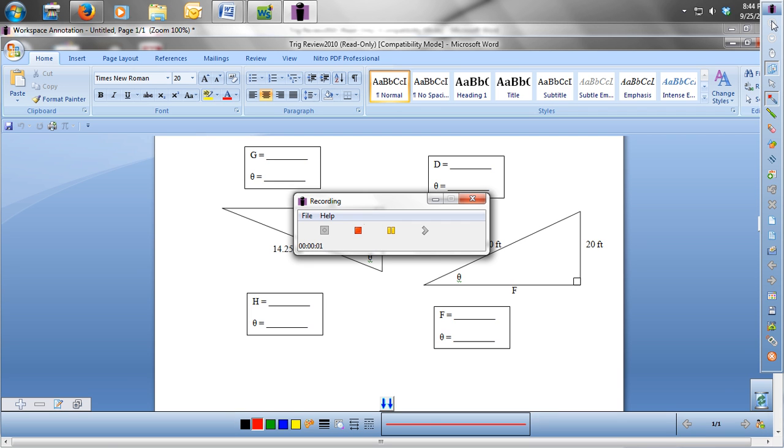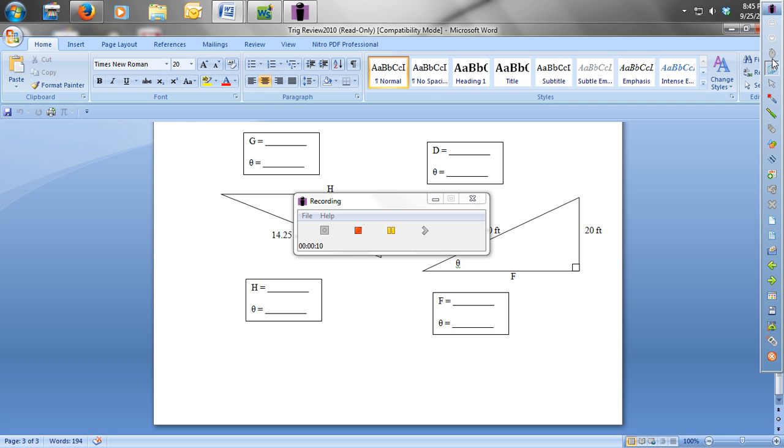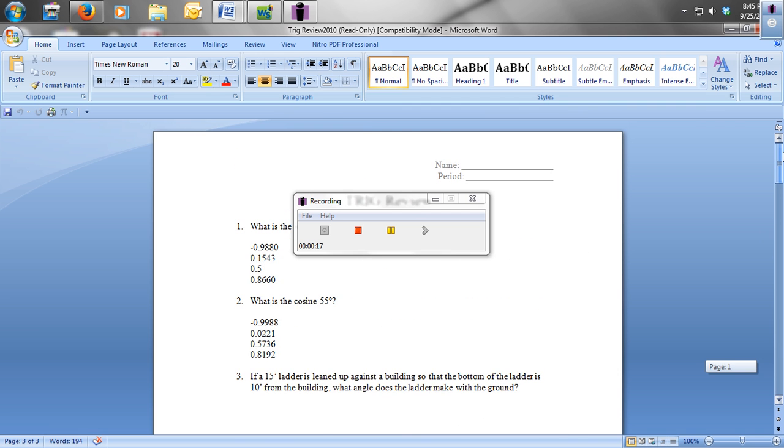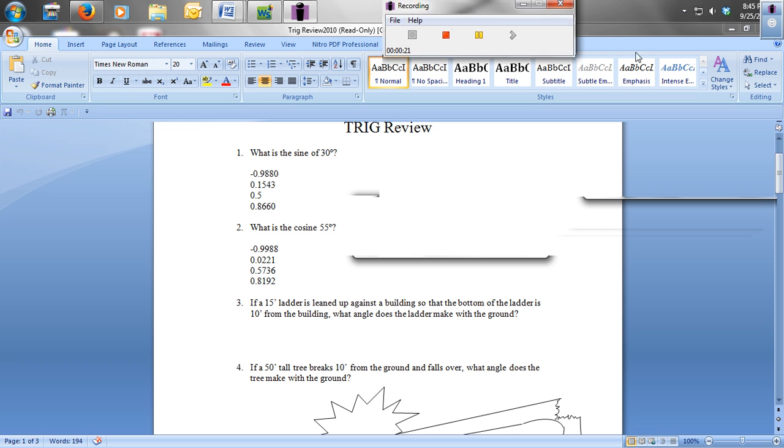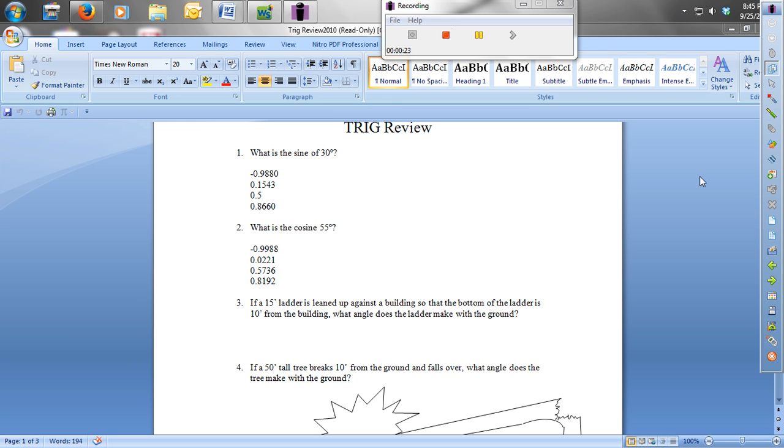Okay, so I'm going to try and get a review together for the test on Friday over Trig and graphing. So let's take a look and see what we can do. I'm going to start at the beginning of the document, of course. So what I'm looking at is the very first one.